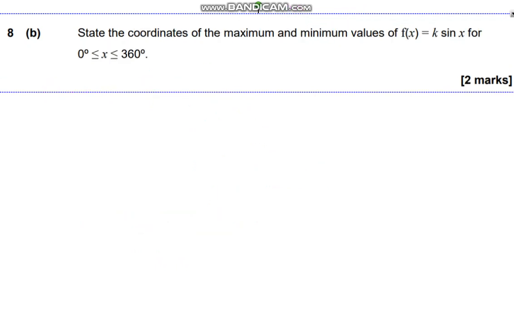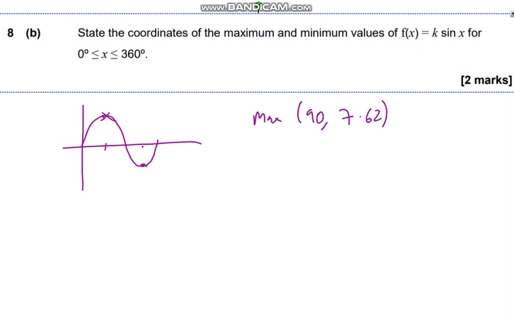Okay, so then for part B, again, if we look at the sin graph, k sin x, the maximum is going to be here. It's just going to be k, which we just worked out, multiplied by 1, and the minimum will be k multiplied by minus 1. So the maximum is going to be at 97.62, and the minimum is going to be here, which is going to be at 270 minus 7.62.